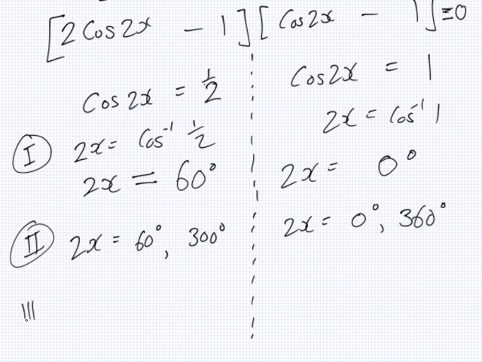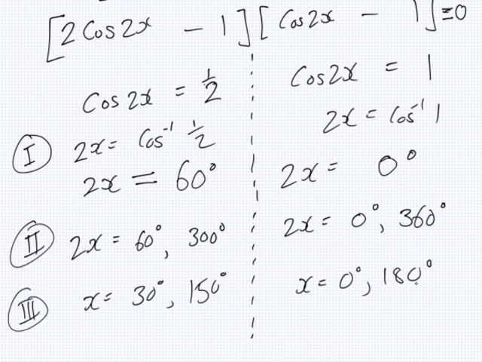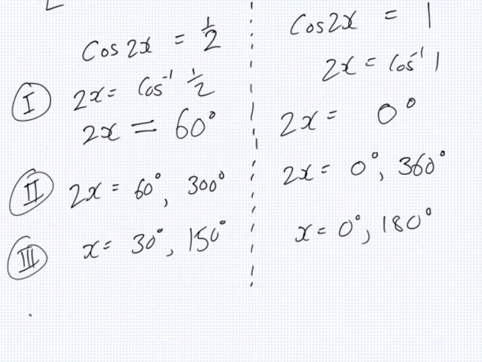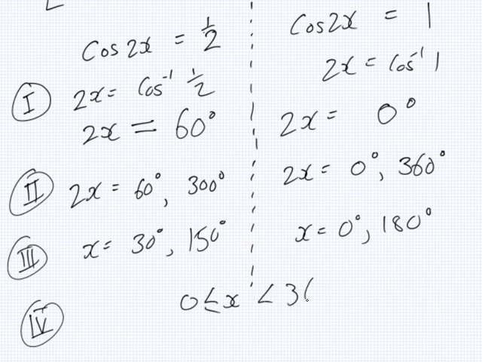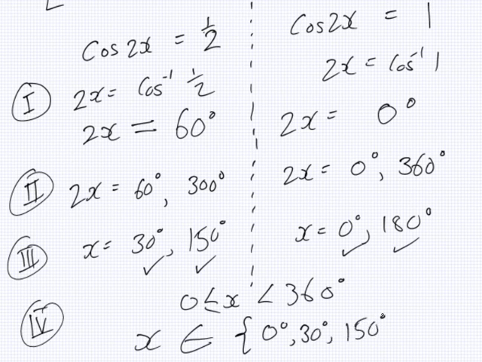Step 3. Simplify. So here we have x equals 30, 150. x equals 0, 180. Finally, fix. Well, we said x should be between 0 and 360. This is okay, this is okay, this is okay, and this is okay. So the answer is 0, 30, 150, 180. And I definitely want to check those answers.